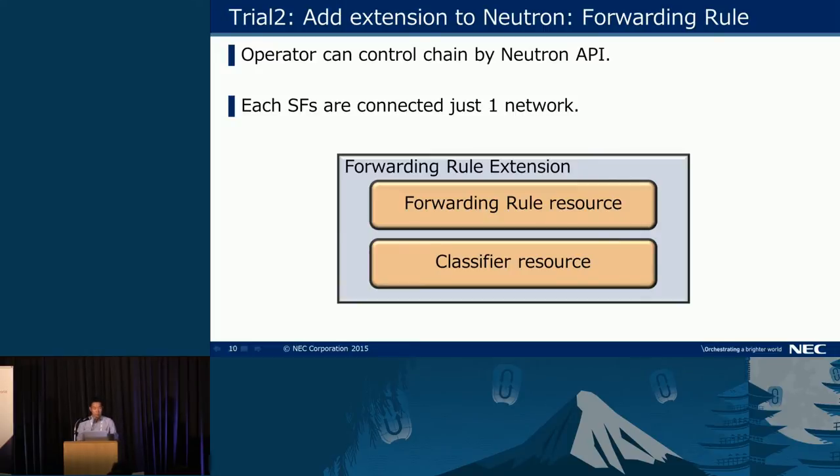Trial 2 solved the problems of trial 1. We added a new API called forwarding rule. An operator can control SFC by this API. And each SF is connected to just one network. The forwarding rule consisted of a forwarding rule resource and a classifier resource.